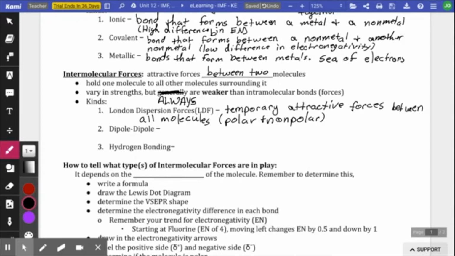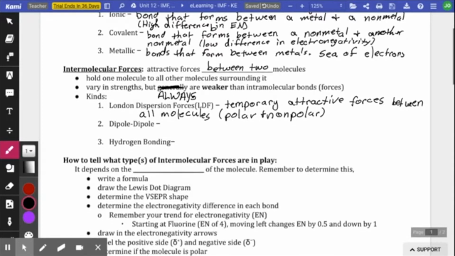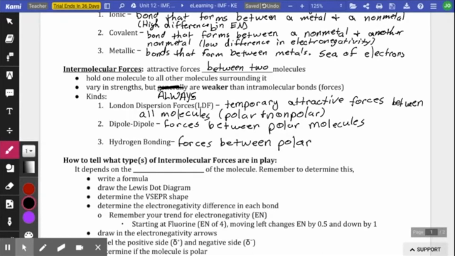Next, we've got dipole-dipole, and these are the forces between polar molecules. And lastly, we've got hydrogen bonds. And these, again, are forces between polar molecules, but it's a specific type of polar. Specifically, it's going to be a bond with a hydrogen.